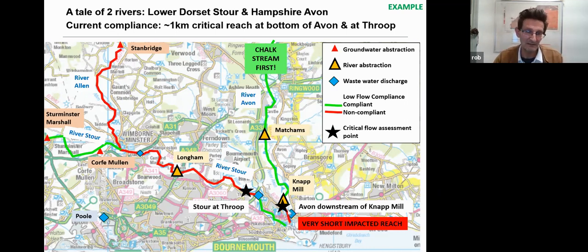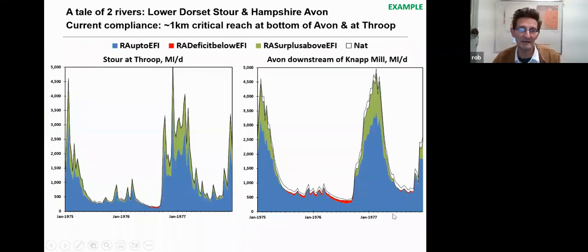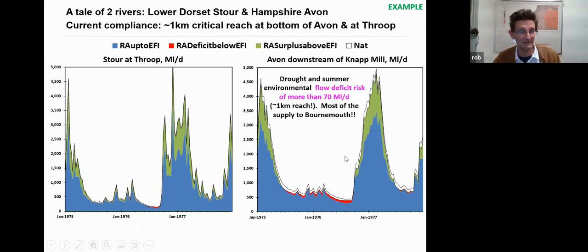And these two gauging stations at Knapp Mill and Throop, we have on these two pictures here. So you can see, comparing these two rivers, generally the Avon has much more resilient base flows than the Stour. So the Stour is a smaller river with less resilient base flows, but the Avon has some degree of protection, and the notion that you have to meet these targets, even though it's only 1 kilometre, that deficit is 70 megalitres a day, which is around about the entire supply to Bournemouth.